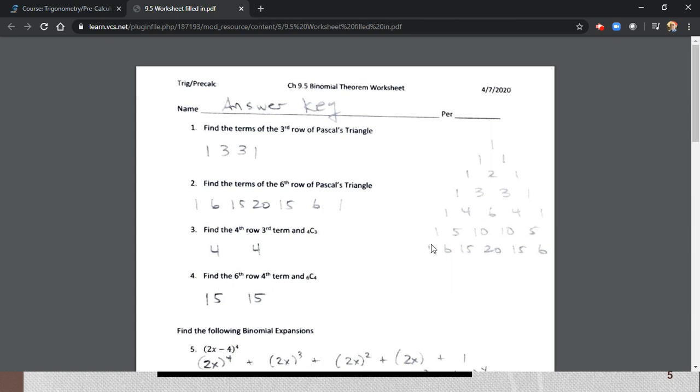6th row, fourth term. So here's 0, 1, 2, 3, 4, 5, 6. 0, 1, 2, 3, 4 would be the 15. And 6th row, fourth element would be 15.